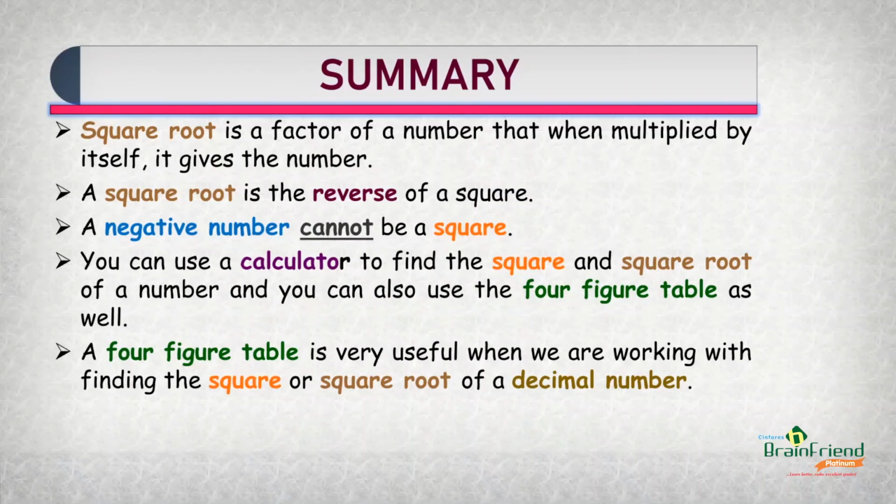But before we go, let's take a look at a quick summary of all that we have learned so far. We learned that a square root is a factor of a number that when multiplied by itself, gives the number. We also learned that a square root is the reverse of a square. Going on, we learned that a negative number cannot be a square. Next, we learned that you can use a calculator to find the square and square root of a number, and you can also use the four-figure table as well. Finally, we learned that a four-figure table is very useful when we are finding the square or square root of a decimal number.